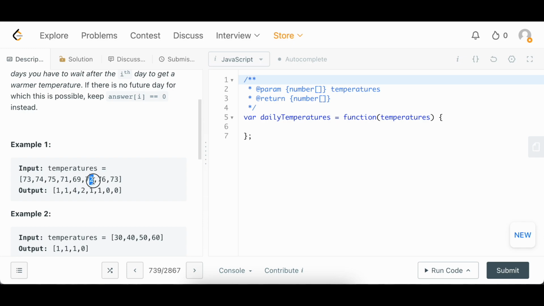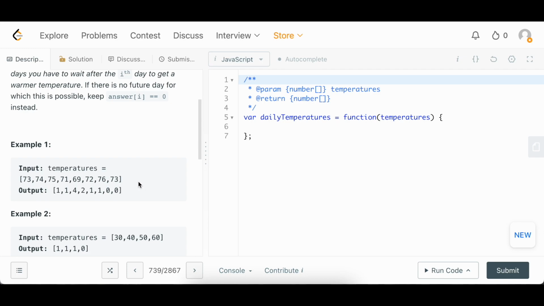So let's take this example. 72, right? How many days do you have to wait to get a temperature that is greater than 72? 1 day, because immediately the next day you have a temperature of 76, so the value is 1. If there is no answer, for example in this case for 76 there is no value to the right side on which you can find a value that is greater than 76, so you return 0. Same is the case for 73, which is 0.